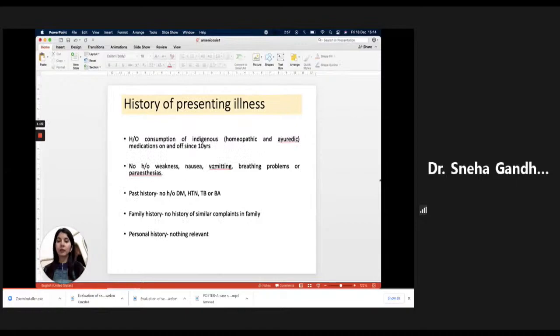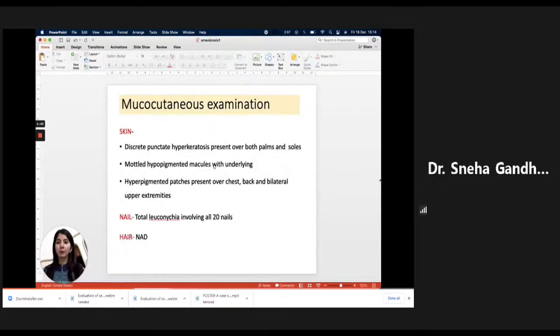There was history of consumption of some homeopathic and Ayurvedic medications on and off since last 10 years. There was no history of generalized weakness, nausea, vomiting, breathing problems, or paresthesia. There was no history of diabetes, hypertension, tuberculosis, or cough or asthma, and there was no history of similar complaints among family members.